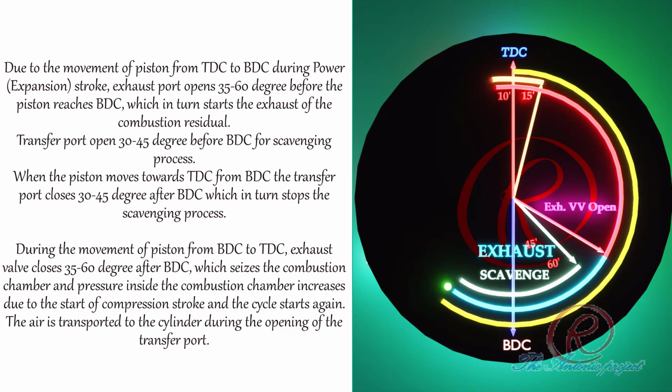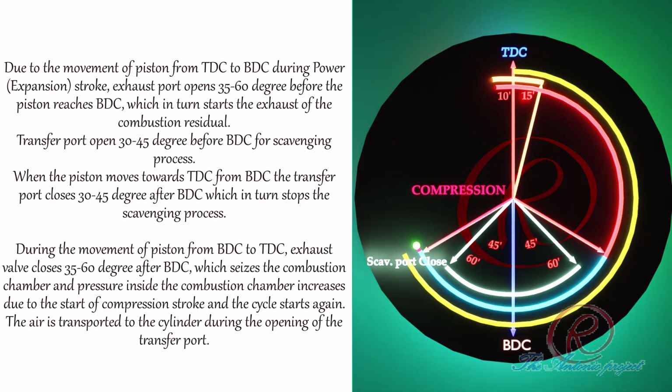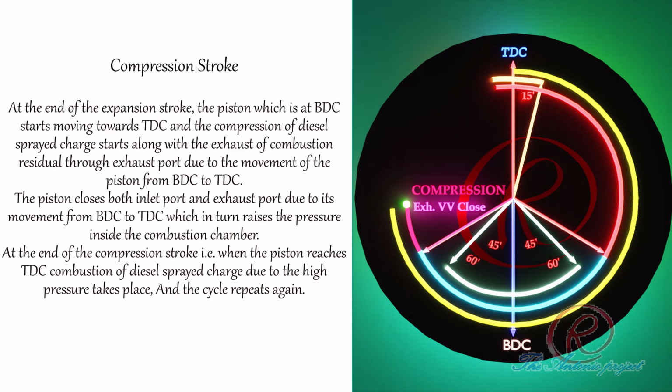During the movement of the piston from BDC to TDC, the exhaust valve closes 35 to 60 degrees after BDC, which seals the combustion chamber, and the pressure inside the combustion chamber increases due to the start of the compression stroke, and the cycle starts again. The air is transported to the cylinder during the opening of the transfer port.